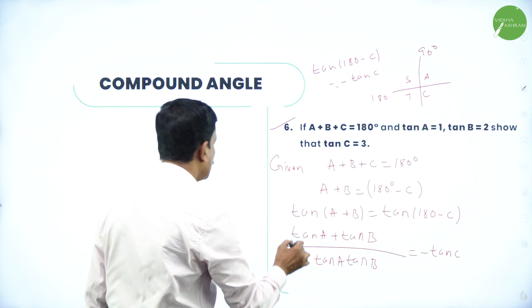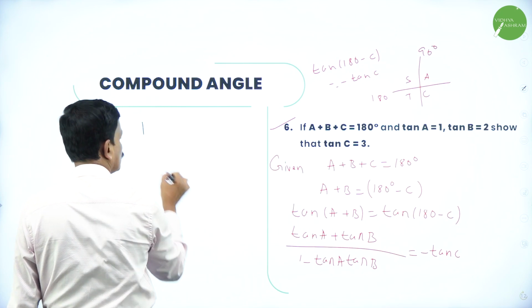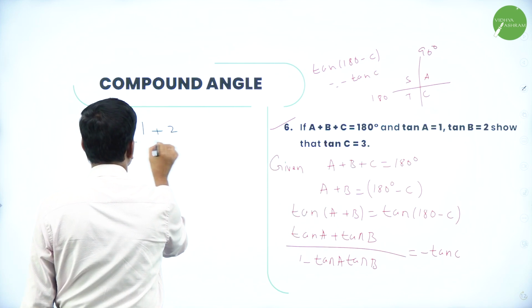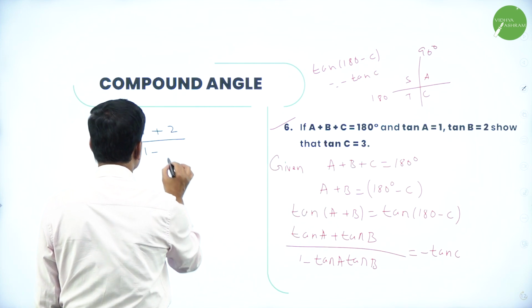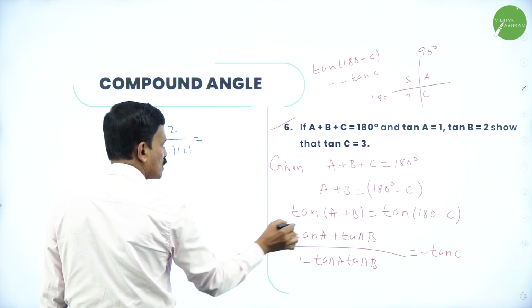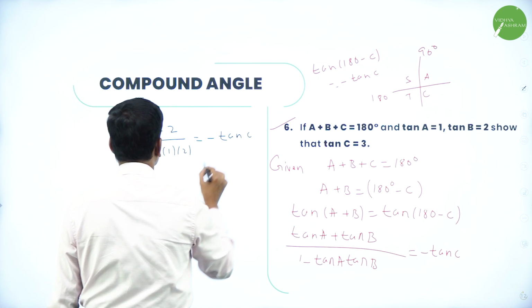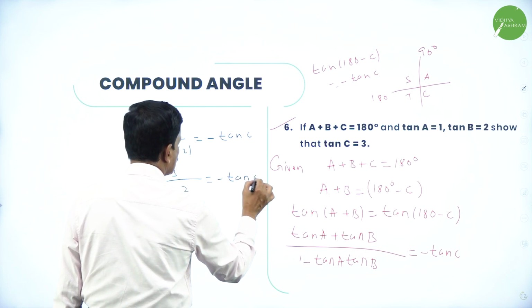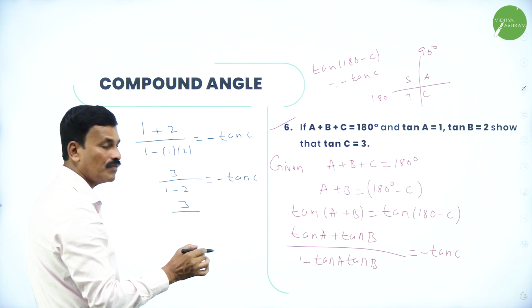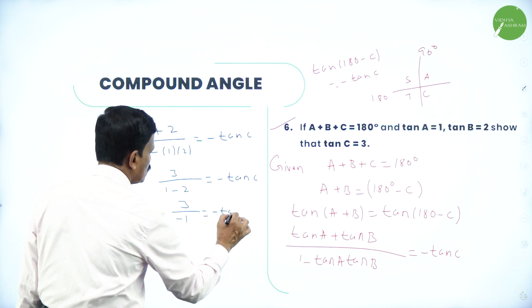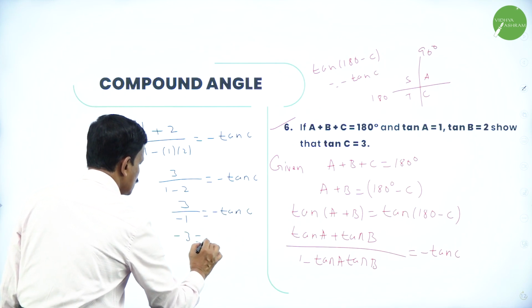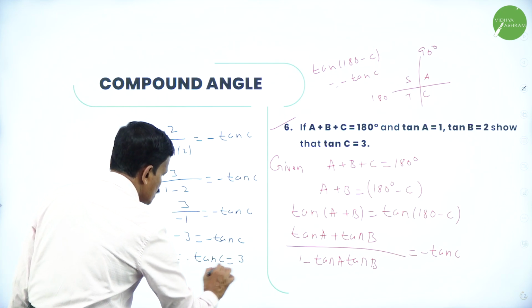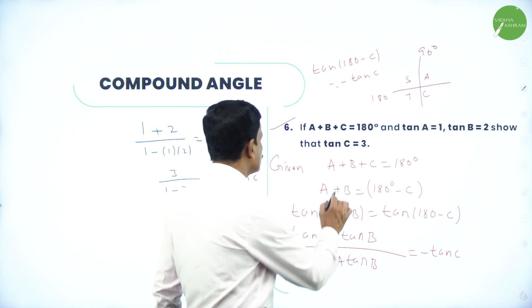Now just substitute. What is tan a? Tan a is 1, plus tan b. What is tan b? Tan b is 2, divided by 1 minus tan a, which is 1, tan b, which is 2, is equal to minus tan c. Okay, 1 plus 2 is 3 divided by 1 minus 2, which is minus 1, is equal to minus tan c. Minus 3 is equal to minus tan c. Therefore, cancel the negative sign on both sides. Tan c is equal to 3, which is the required answer.